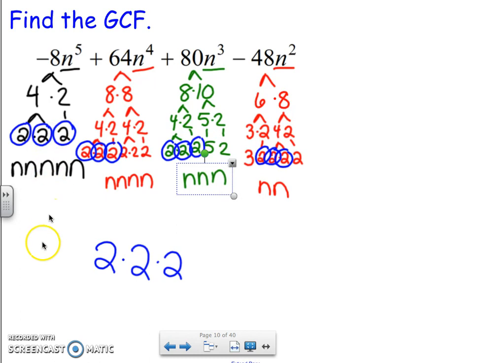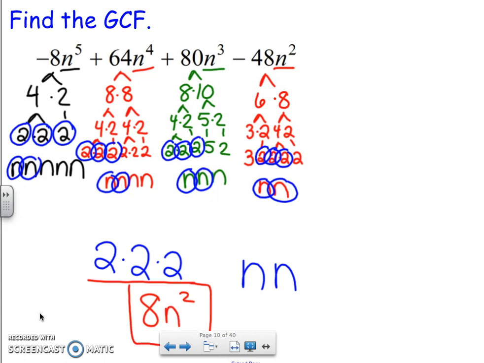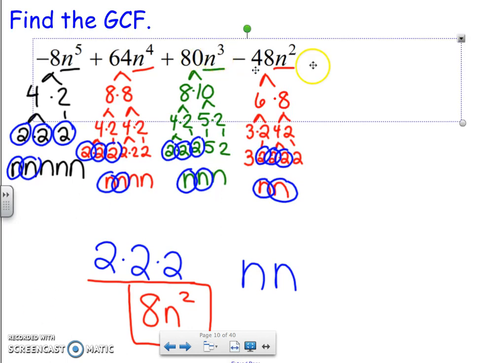So now I'm going to look at my letters. So I have 1 n, 1 n, 1 n, and 1 n. And I also have another n, another n, another n, and another n. Okay? So when I put those together, 2 times 2 times 2 is an 8, and then n and n is n squared. So 8n² would be our GCF for those 4 terms, okay?